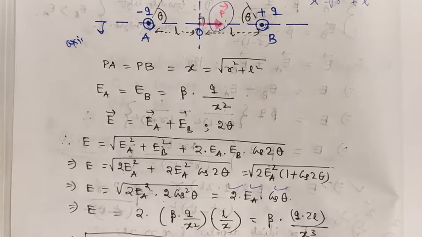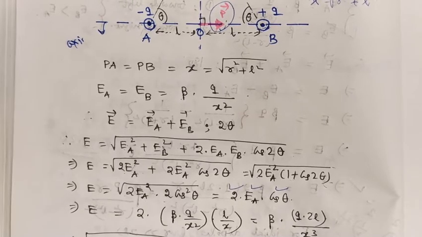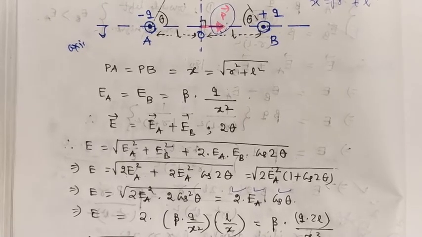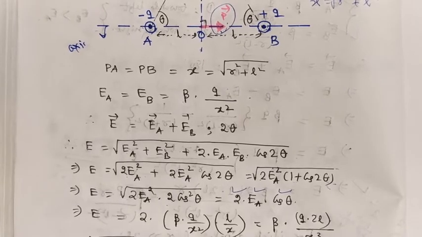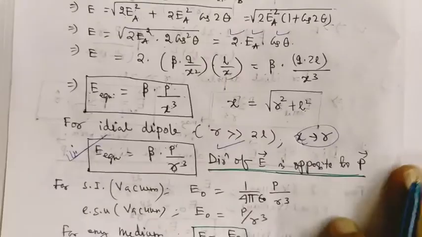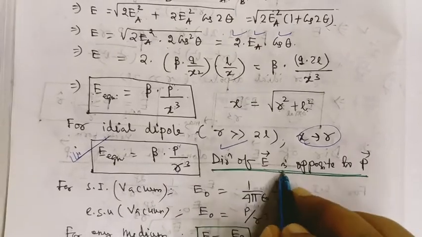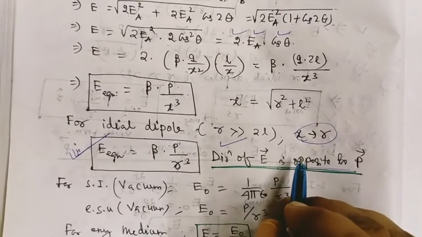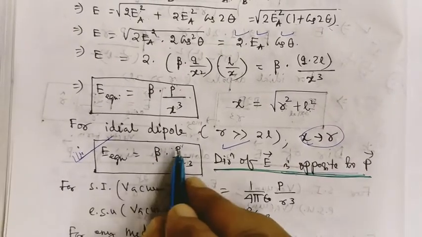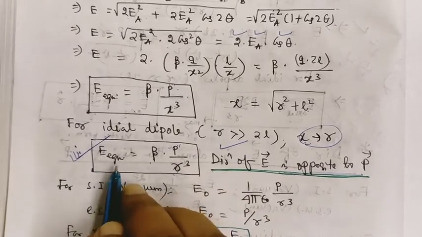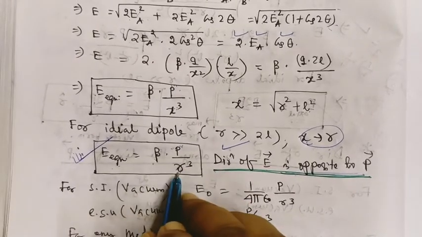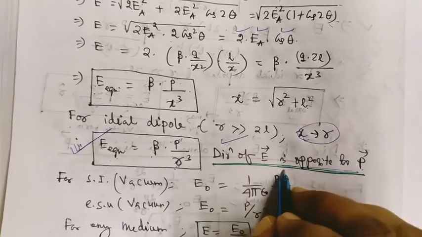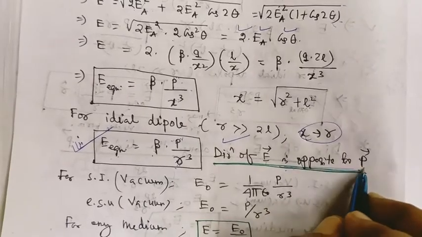While you have to calculate this formula, you have to compare with case 1. In case 1, the answer was beta 2P by R cube. Here beta P by R cube. In that case, the direction of E vector is along the dipole moment, but here the direction of E vector is opposite to P vector. Again I am repeating, in case 1, intensity is beta 2P by R cube, axial position, but equatorial position beta P by R cube. In axial position, the intensity vector is along the dipole moment P, but here the direction of E vector is opposite to P.